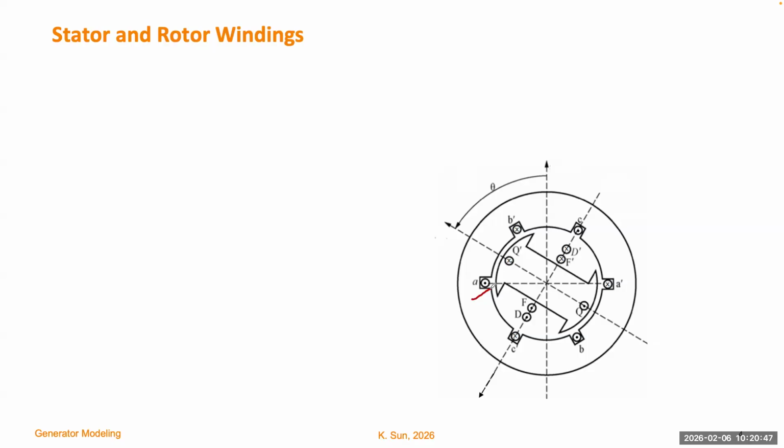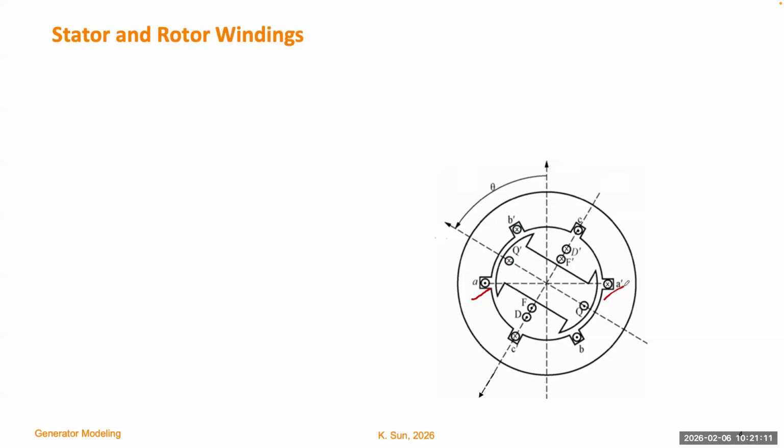So this is phase A. I put a little circle with a dot in it, which indicates the current coming out of the screen. And on the other side, you see the A prime with a little X at the center, indicating the current going into the screen. So the phase A doesn't change. It stays inside of the stator.